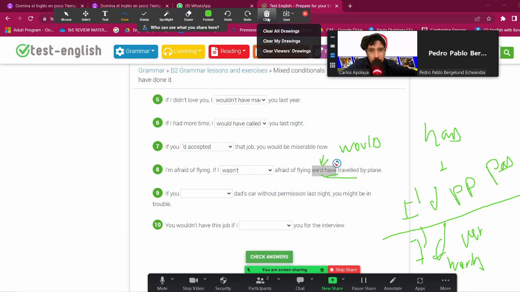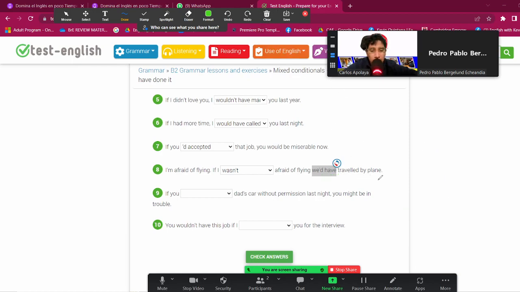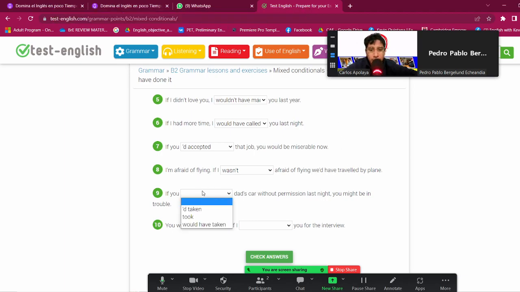But it's the same to say would have. We would have traveled by plane. We'd have or would have. Yeah, it's okay. Nice pronunciation. We'd have or would have. Okay.